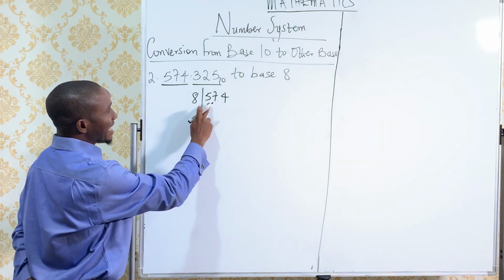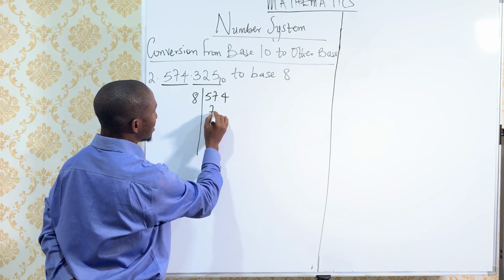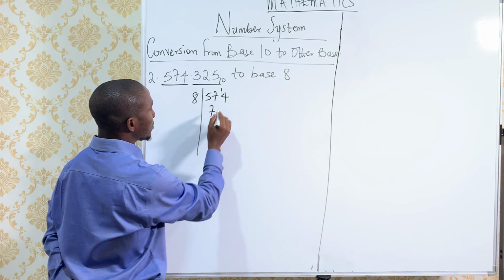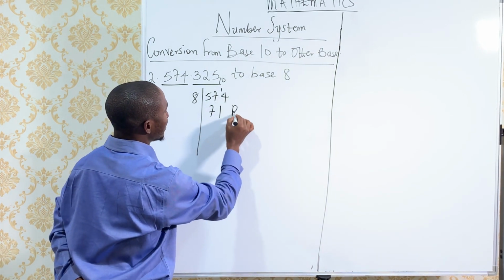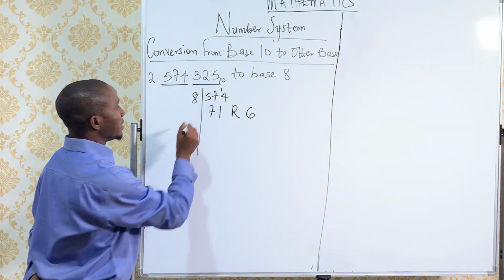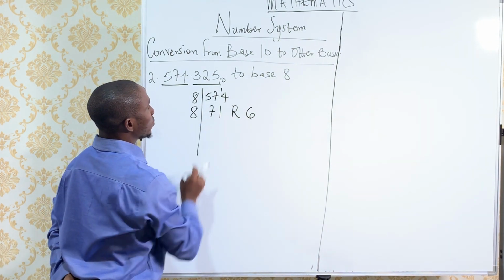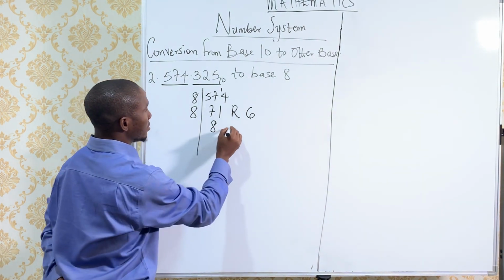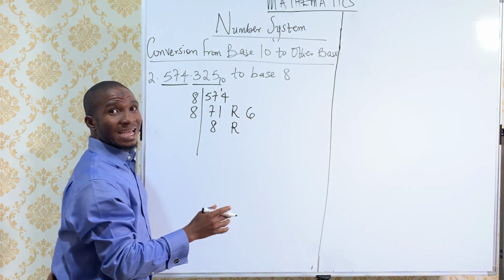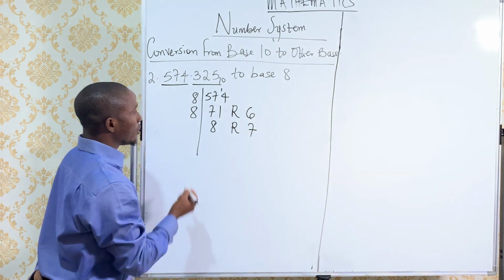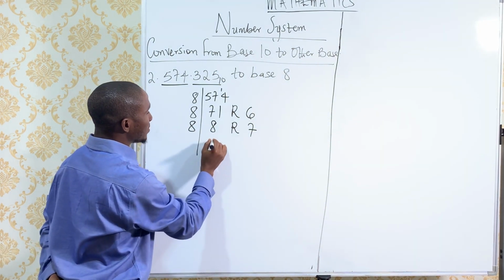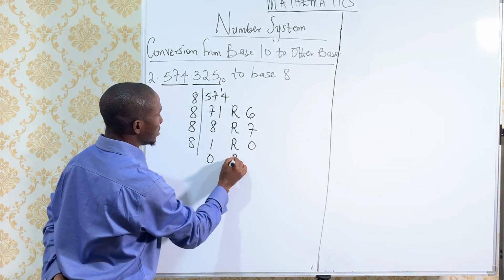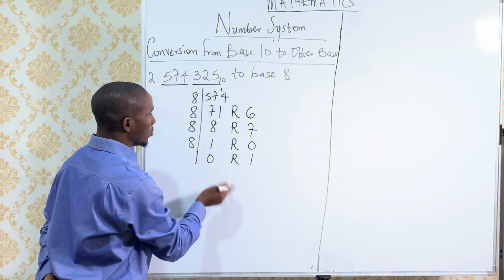8 in 57 gives us 7. That's 56, remainder 1. 8 in 14 is 1, remainder 6. So we go again. 8 in 71 will give us 8. That will be 64, remainder 7. Then we pick it again, 8. 8 in 8 is 1, remainder 0. Now 8 in 1 is 0, remainder 1. Now we read up.